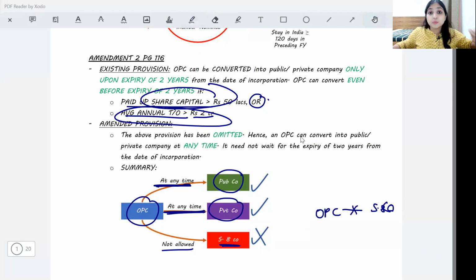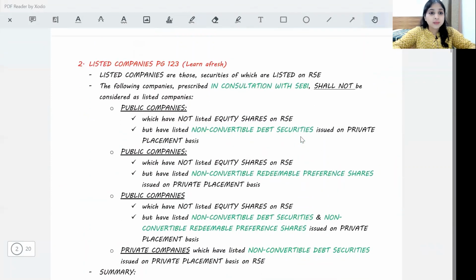Earlier, the company was supposed to wait for 2 years and only then get converted into public or private. But now, there is no such criterion. Even before the expiry of 2 years, anytime the company wants, even if it does not have so much capital or so much turnover, it can convert into a public company or a private company, allowed. Okay, so this is it about the change in one-person company.